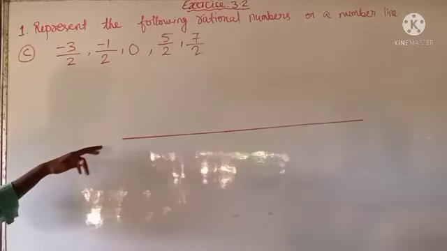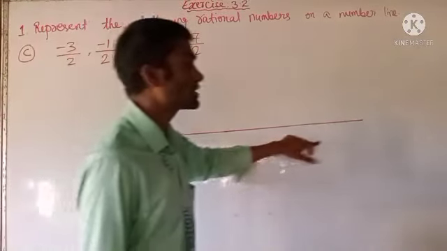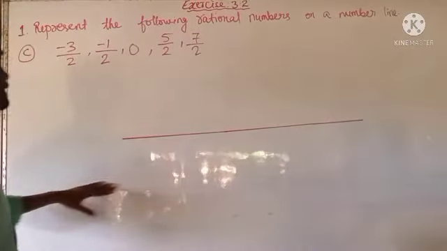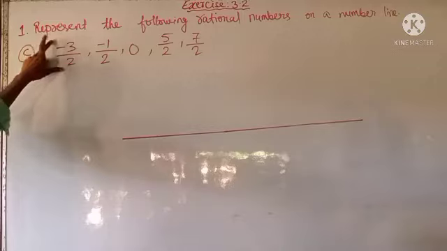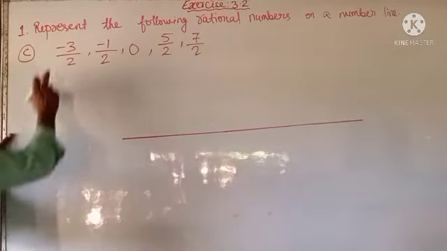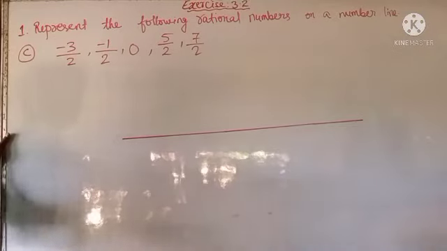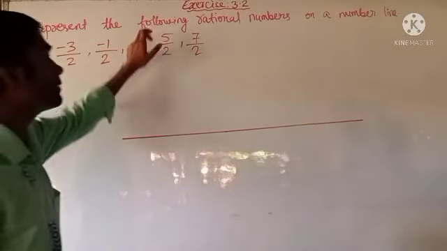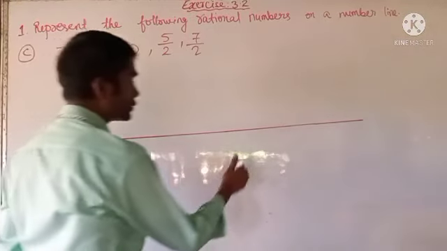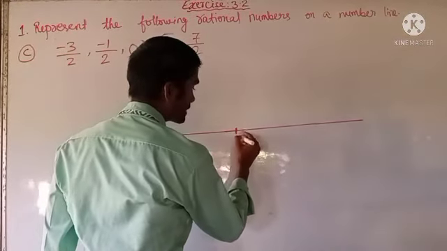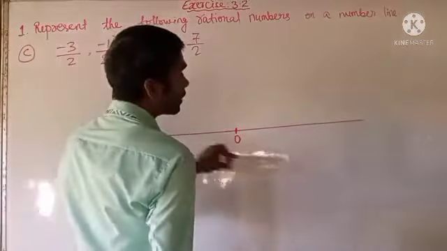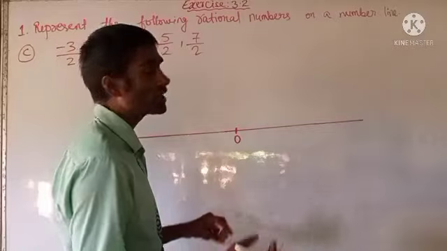So here I have drawn the line with the help of scale and pencil. You will have to draw a straight line in this way, and then we will start placing these values on this number line. Now option number C I have taken here, that is minus 3 by 2, minus 1 by 2, 0, 5 by 2 and 7 by 2. So here first from the center we will start, that is we will mark it as 0. And now from the center on the right hand side we will take the positive values.